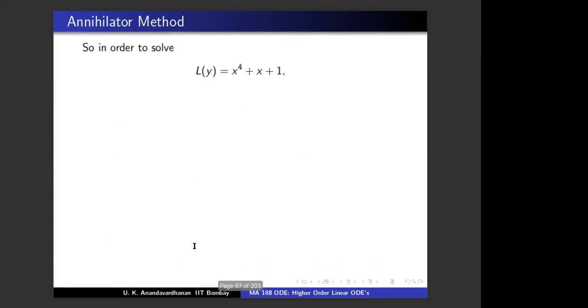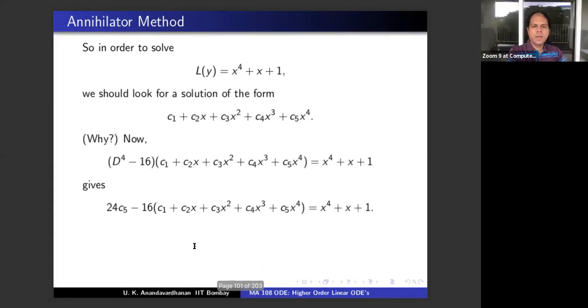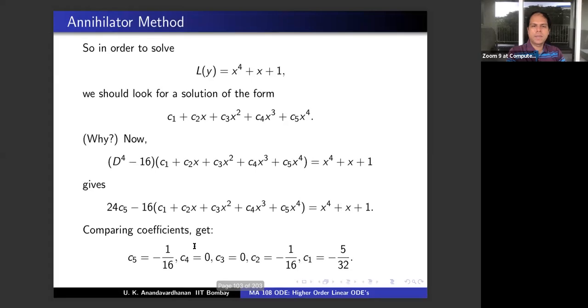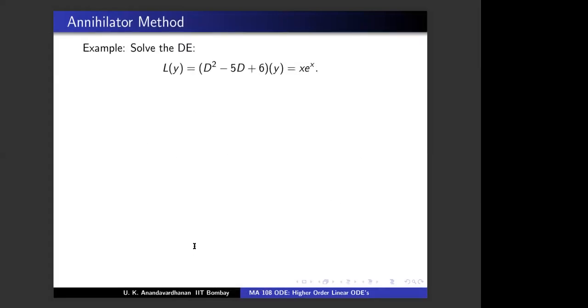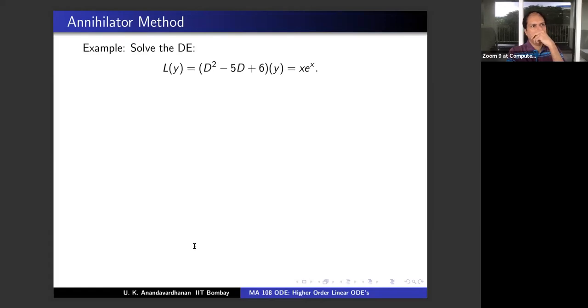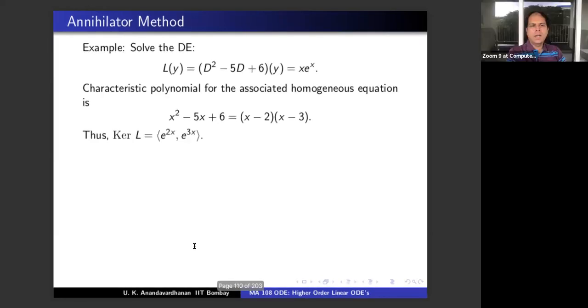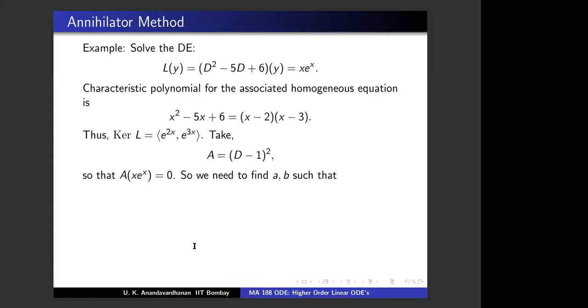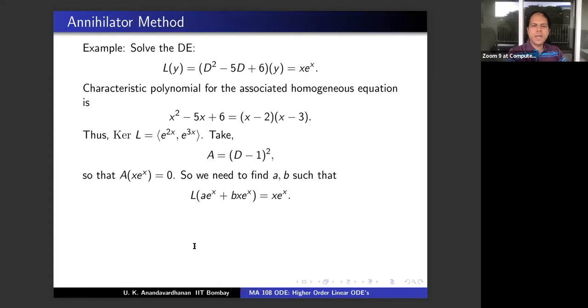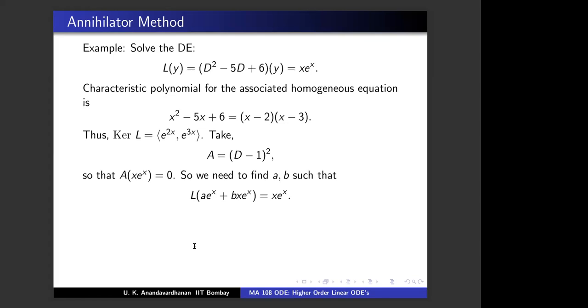Okay. Let's do one more. So this we have done, and you will get some answer. Let's do one more example. So what is A here? A is D minus 1 square. L is the kernel of L you have already found out, and A is D minus 1 whole square. So you have to find A and B such that L of A e power x plus bx e power x equals x e power x.